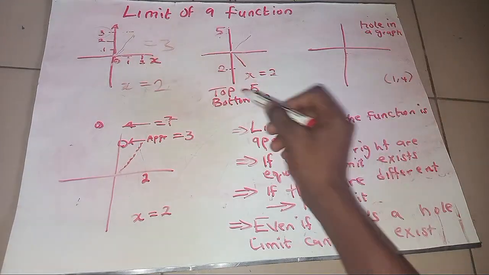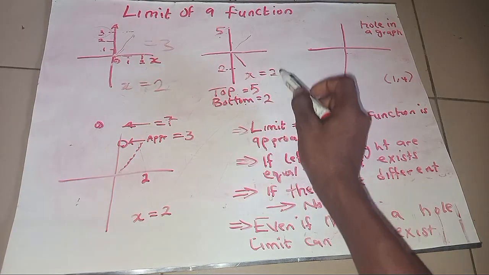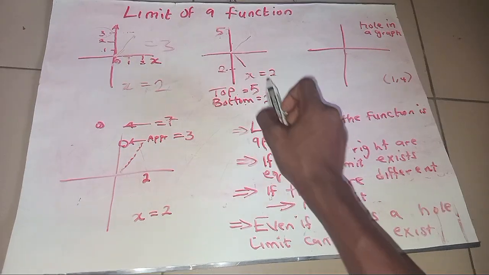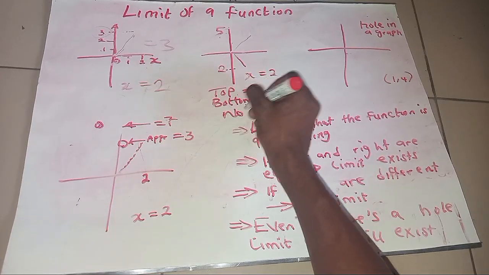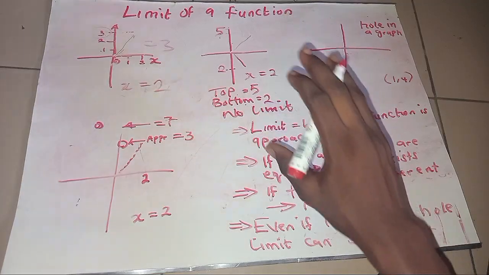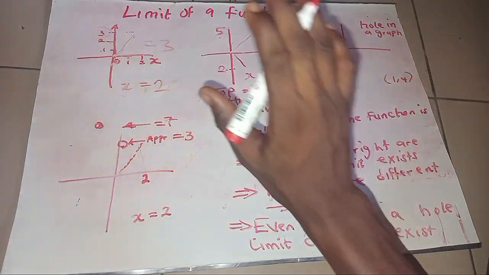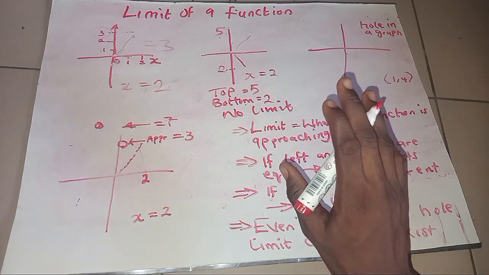Let me put it like that. You can either call this the right part and this the left. So now two different limits cannot occur. So for this question, you are going to say there is no limit. You understand me? There's no limit because for the right and the left, or for the top and the bottom, they are actually different. So there's no limit for that particular question.